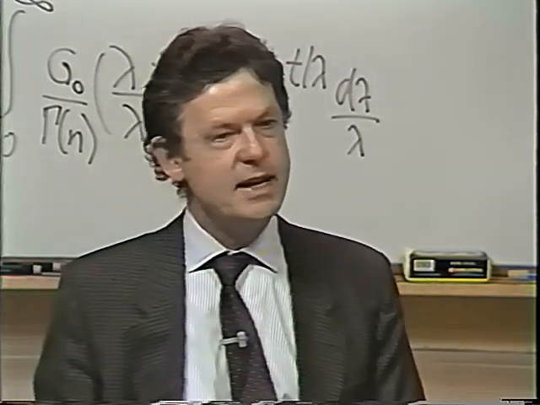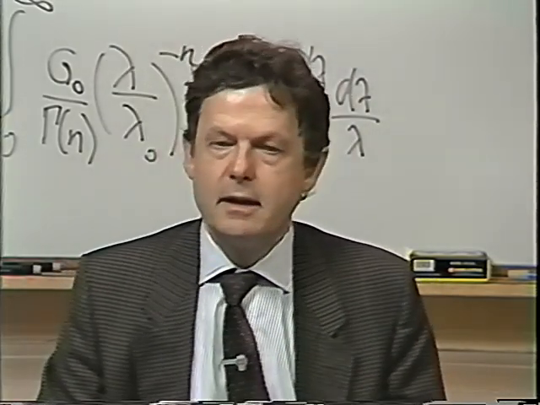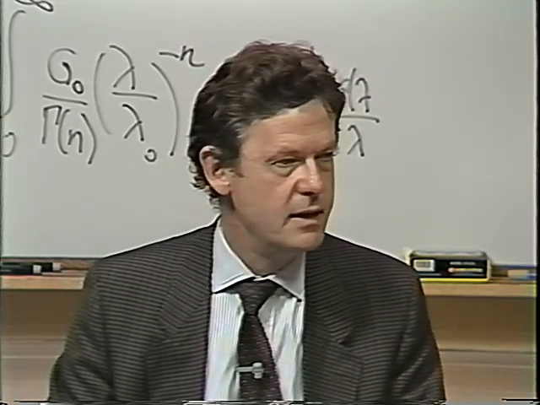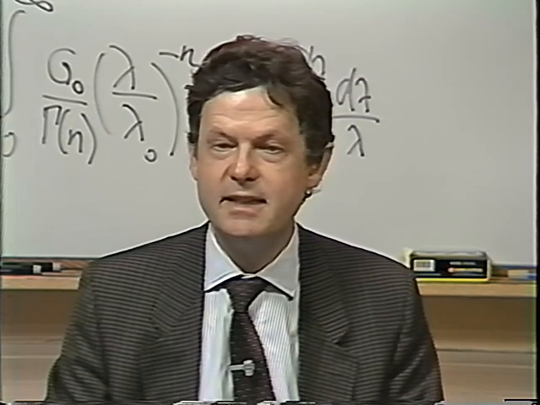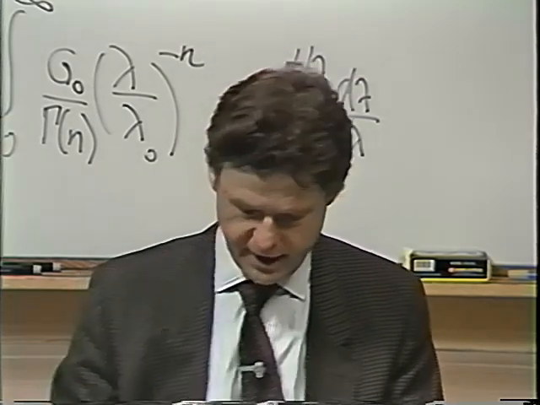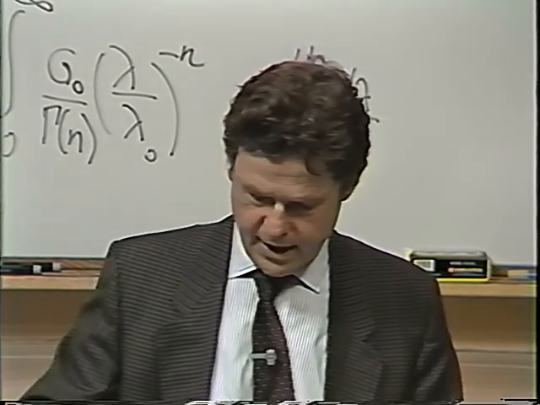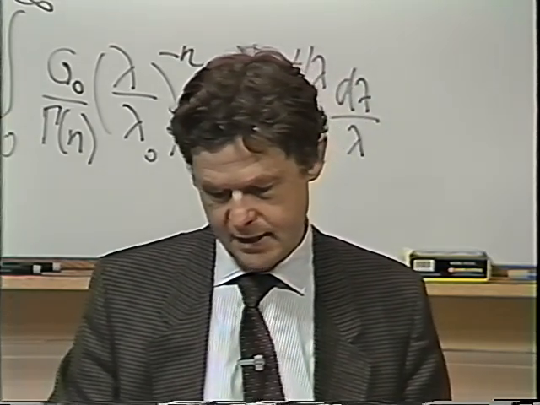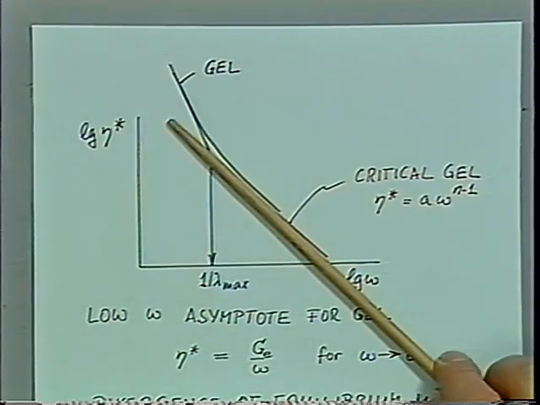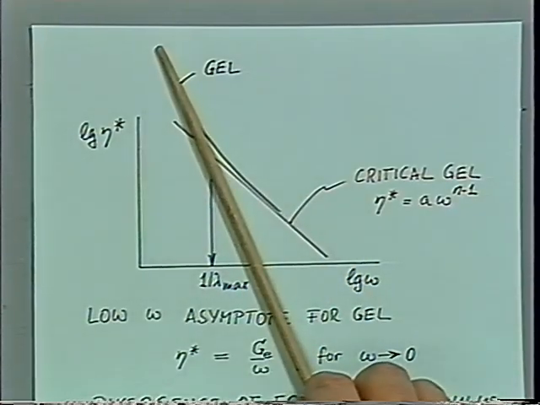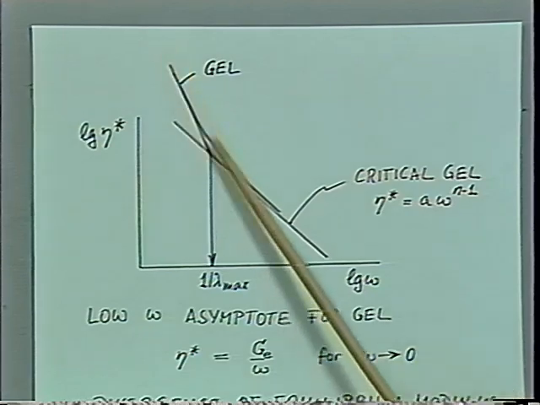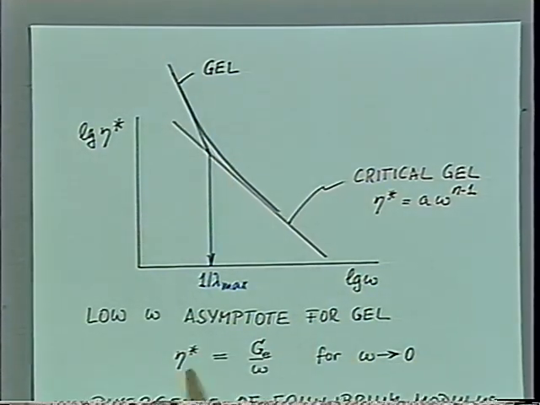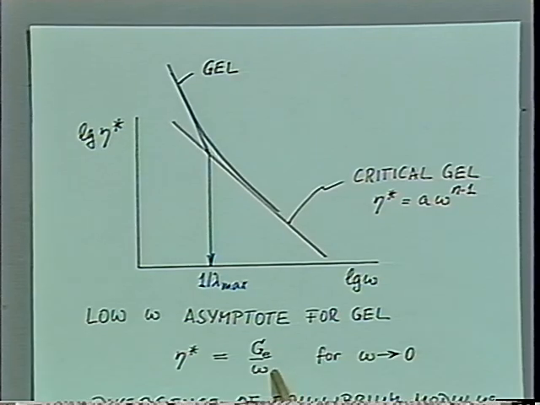Let's calculate the critical exponent of the longest relaxation time in the approach to the gel point in the gel, from the solid side. The fingerprint is shown here. The critical gel, again, is our reference state. And the terminal zone in the critical gel behavior gives us a slope of minus 1. So eta star is just the equilibrium modulus over omega.